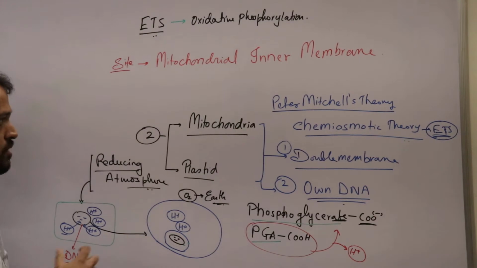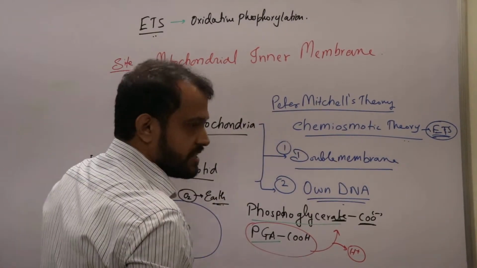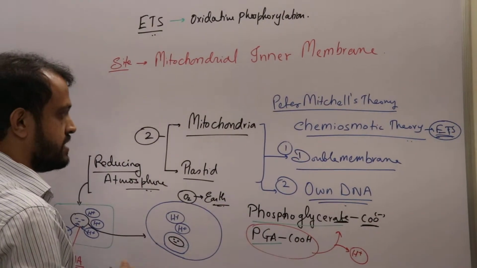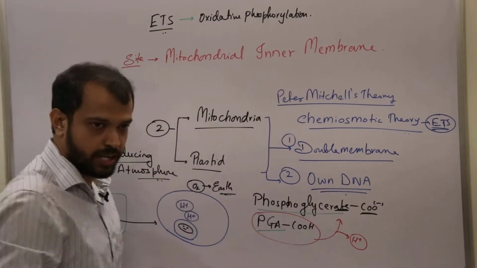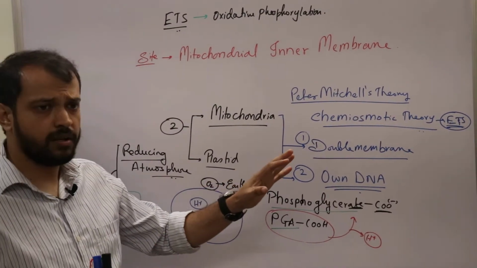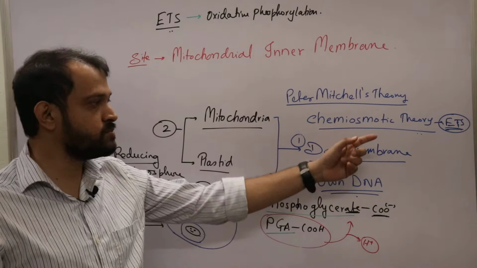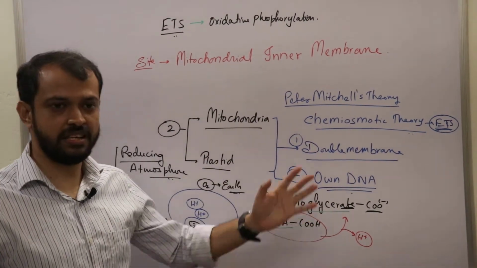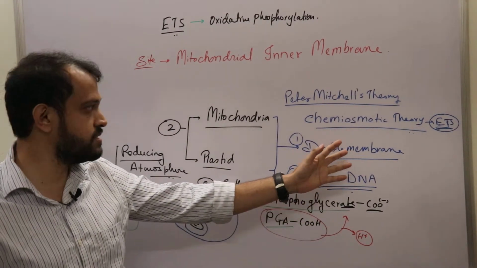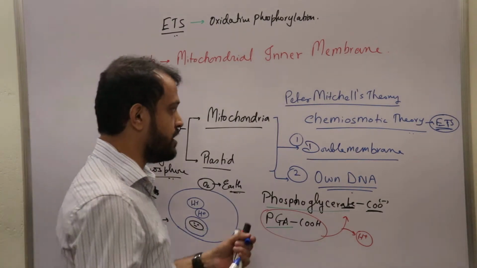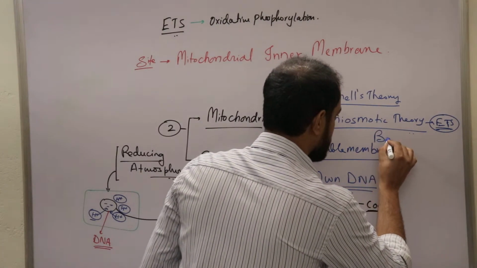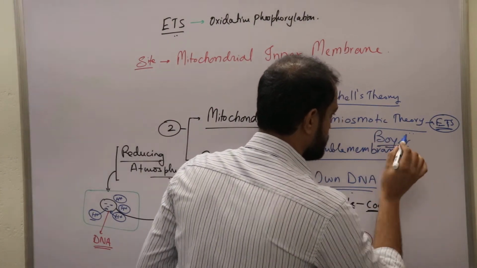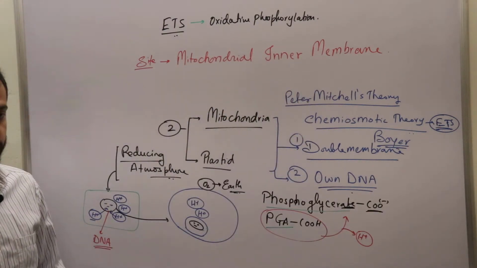Okay. Now, another myth should be busted today. That is, Peter Mitchell actually was not the only person behind the chemiosmotic hypothesis. Obviously, he was the main person behind it. But it was actually the scientist Boyer who understood his concept and worked on that. It was scientist Boyer who actually understood his concept.